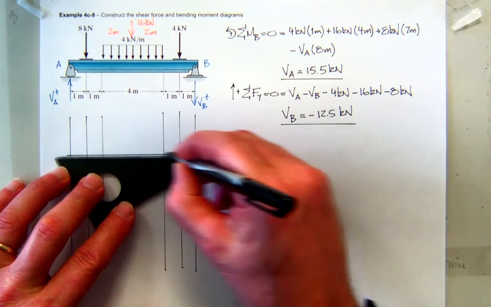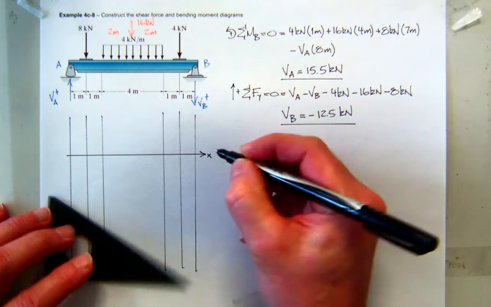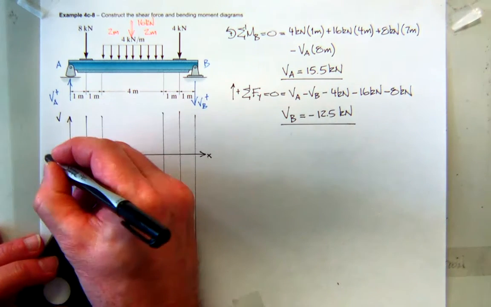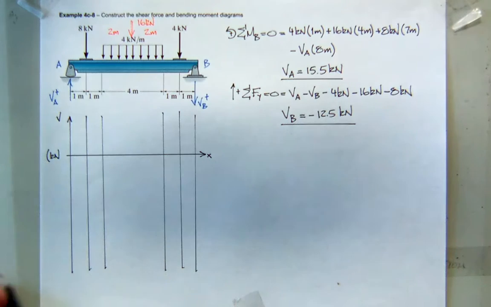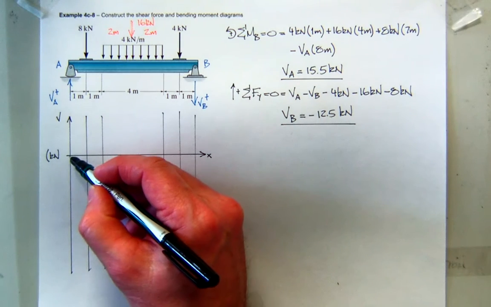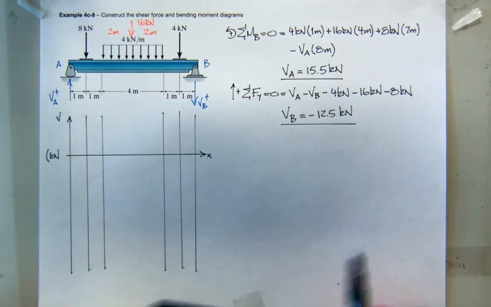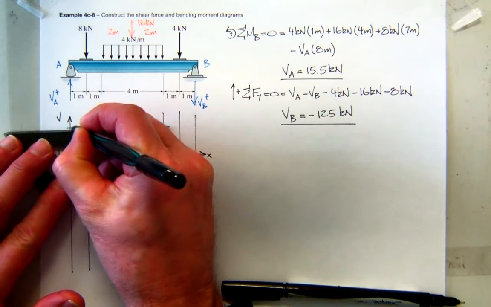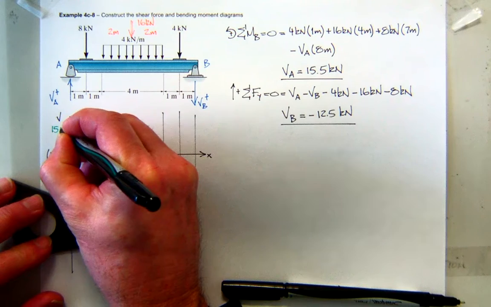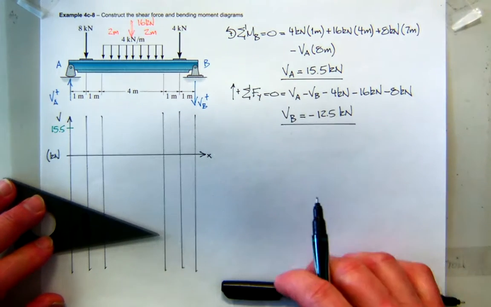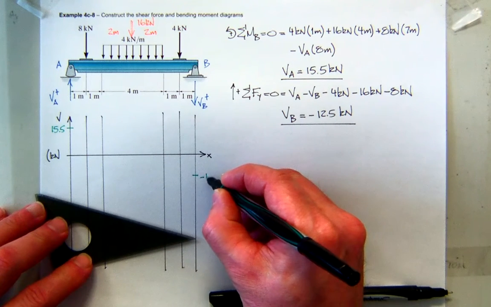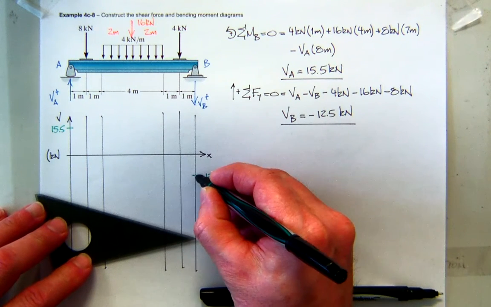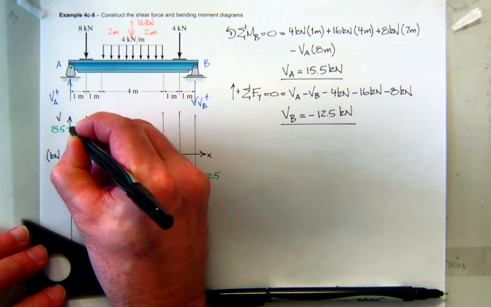I'll go ahead and show my positive x-axis, my positive shear, and all these values will be in kilonewtons. So let's try to begin drawing our diagram. What's the shear at A? We found it. It was 15.5. What's the shear at B? Actually, negative 12.5. So I know where I'm starting. I know where I'm ending.